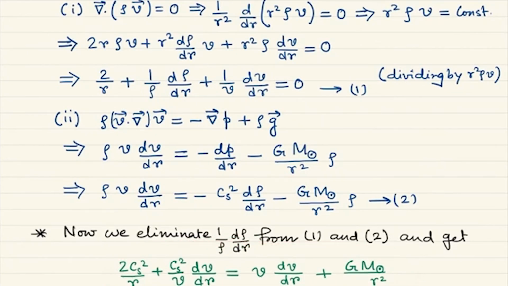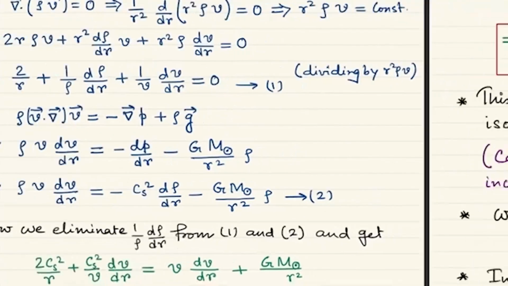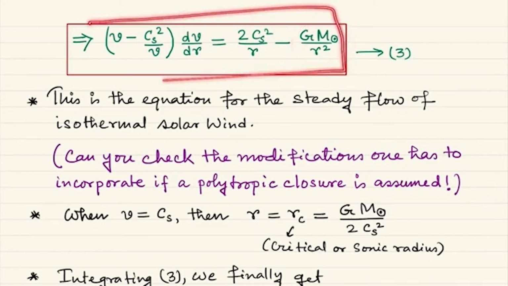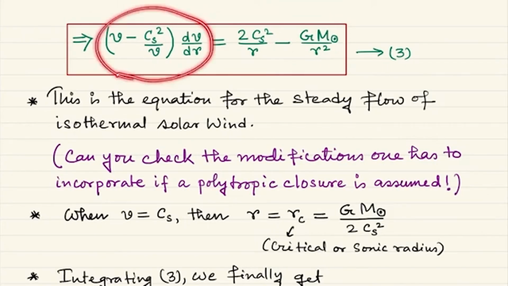2 Cs² by r plus Cs² by v dv/dr is equal to v dv/dr plus GM solar by r². Which after simplification comes out to be (v minus Cs²/v) times dv/dr is equal to 2Cs² by r minus GM solar by r². So these two terms, this is the term related to the velocity gradient.